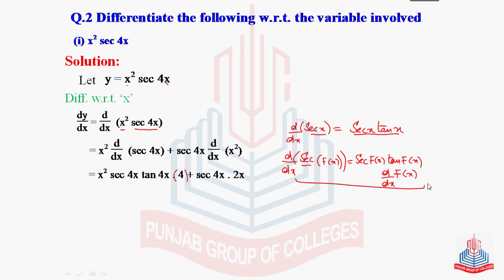Now in the next part, secant 4x will be as it is and the derivative will apply on x square, which is 2x. Now just simplify this result. We have 2x secant 4x as a common factor, then the remaining part will become 1 plus 2x tan 4x. Actually 2x secant 4x will be common from here, then that will become 1. So here we have 1 plus, then by taking 2x and secant 4x common from here, that will become 2x tan 4x. So this is the complete differentiation of the given function, which is x square secant 4x.